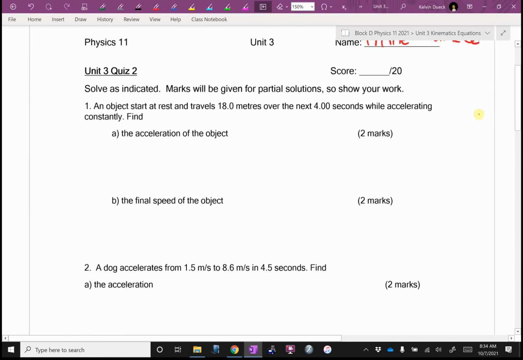All right. Number one. An object starts at rest. I probably would have underlined the phrase "at rest." 18 meters, 4 seconds. I'm checking to make sure the units match, Lena. If I saw kilometers per hour, I would stop everything, drop everything, and do a conversion. Or if I saw hours or minutes, I would stop everything and do a conversion.